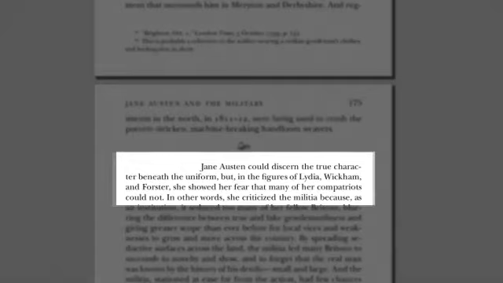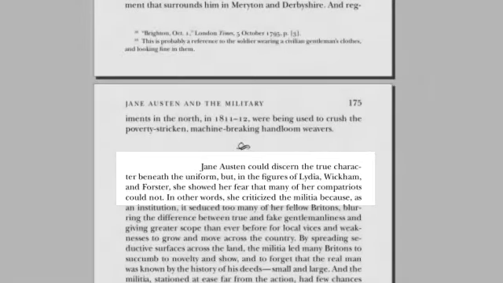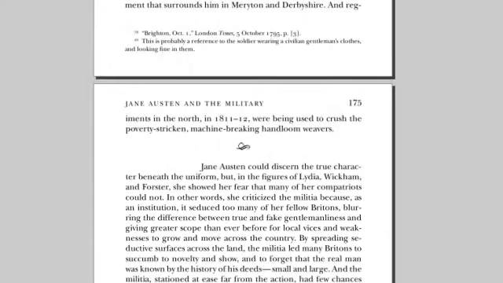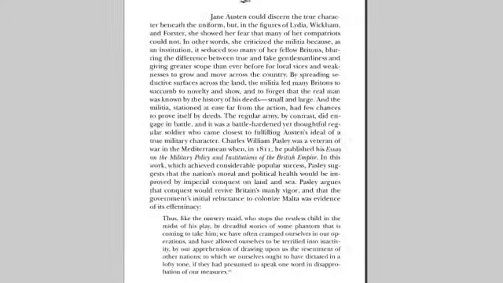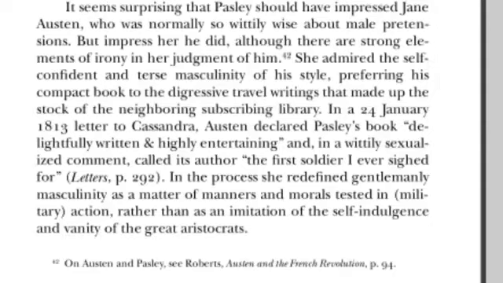Jane Austen could discern the true character beneath the uniform, but in the figures of Lydia, Wickham and Forster, she showed her fear that many of her compatriots could not. The next sentence clarifies this and adds further explication. Other implications and findings derived from the argument follow, but the writer does not begin any new line of argument here. This is all a summary, in different words, of the findings that have been established in the argument of the essay. The second paragraph we can read as the implications of the essay.